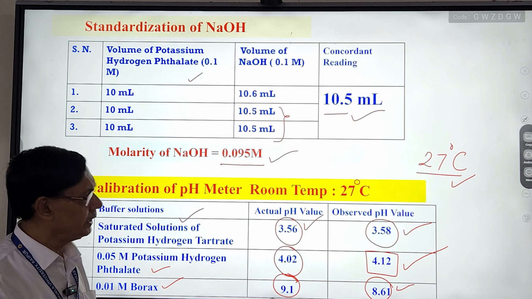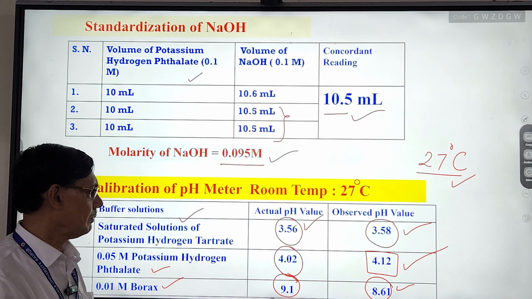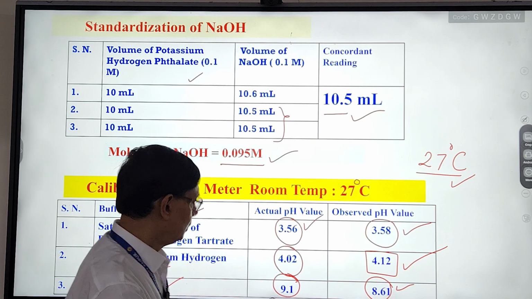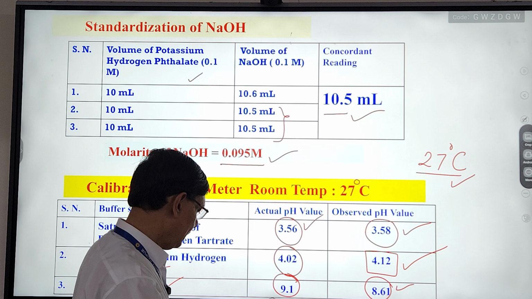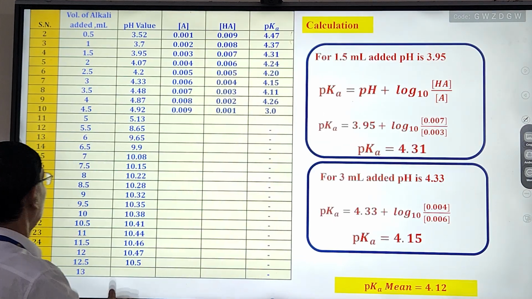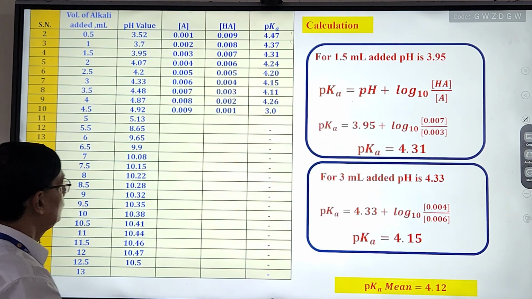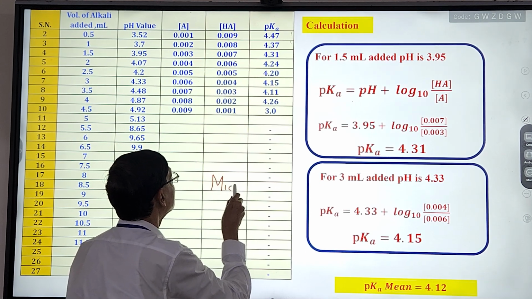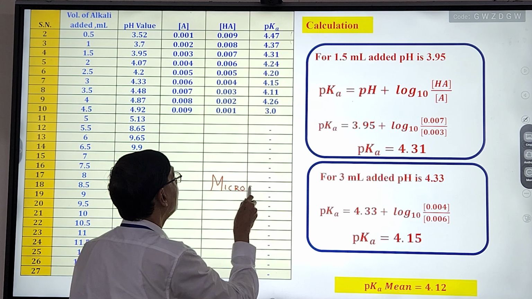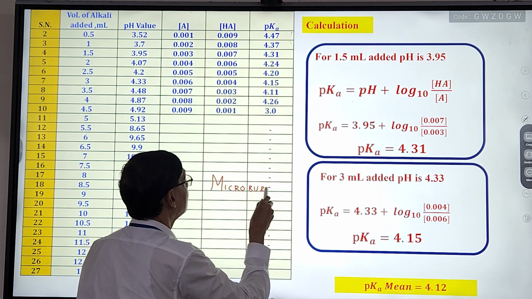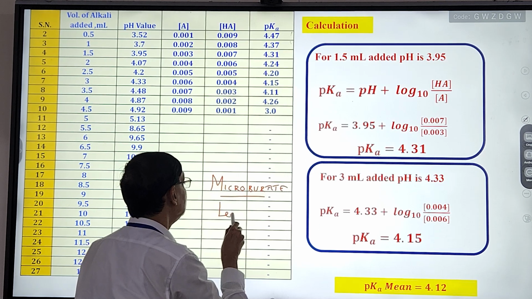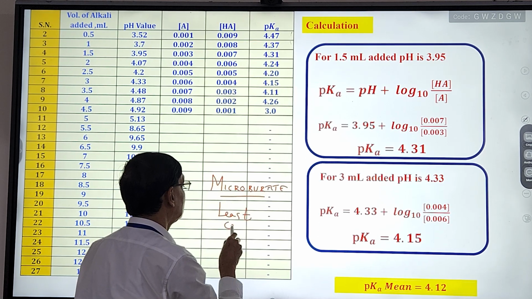Anyway, I'm not very unhappy with your results. So now the pH meter is okay. Then you start the titration, and I'm using your values like that. And you should use a good microburette. And you must know the least count of that microburette.